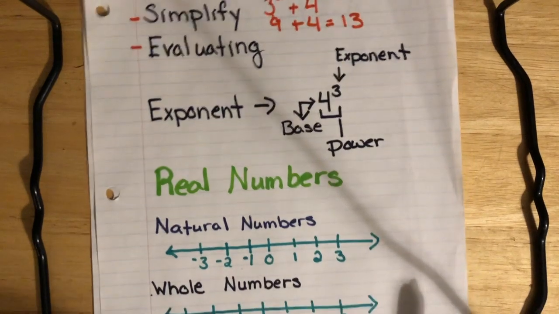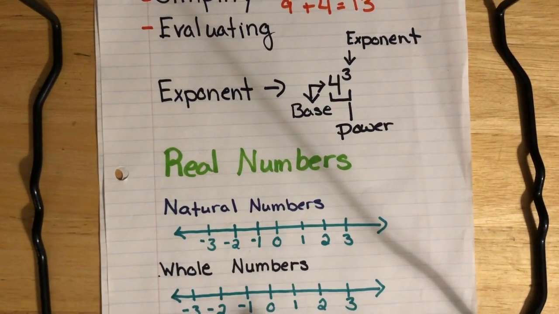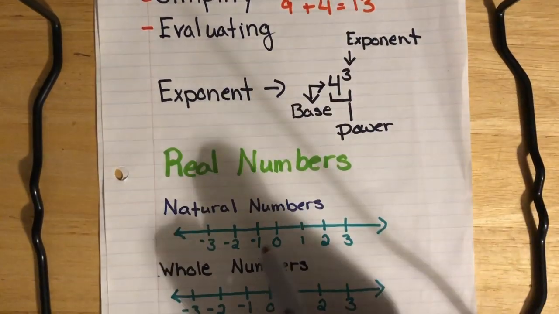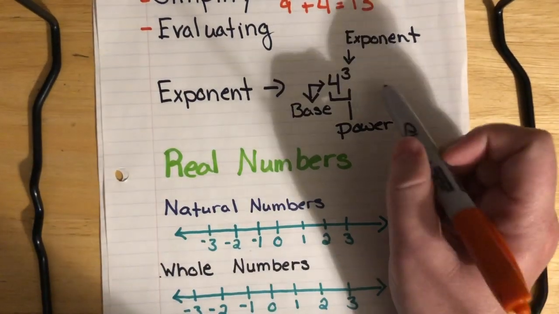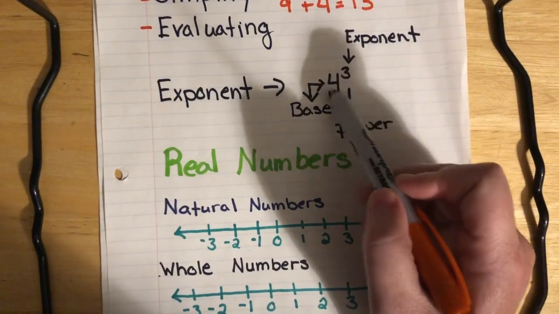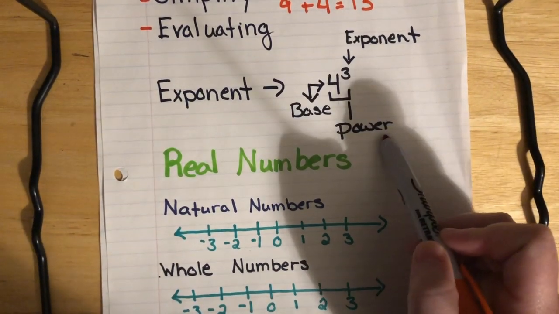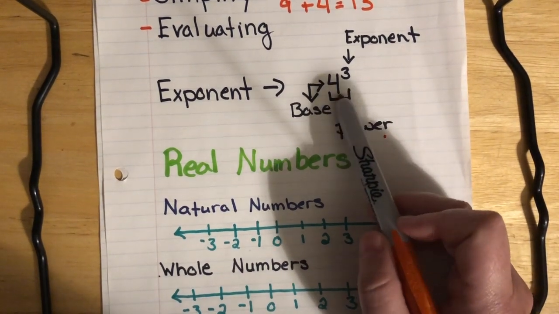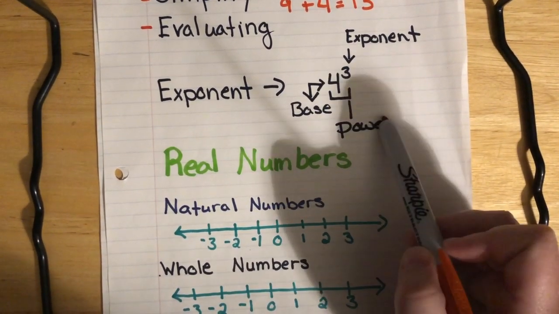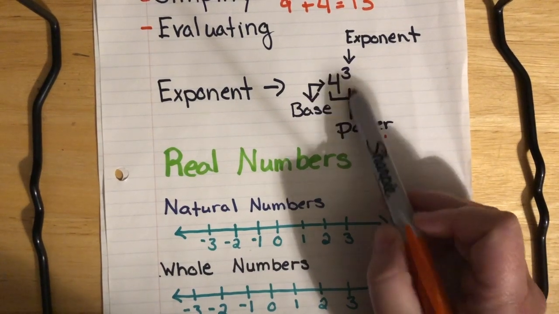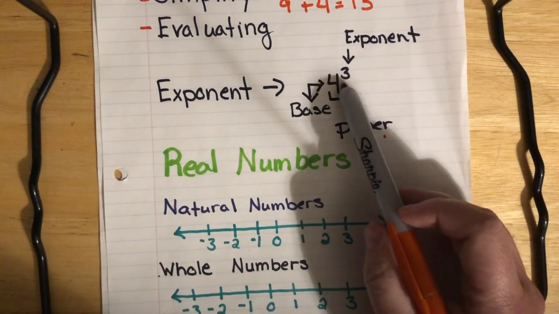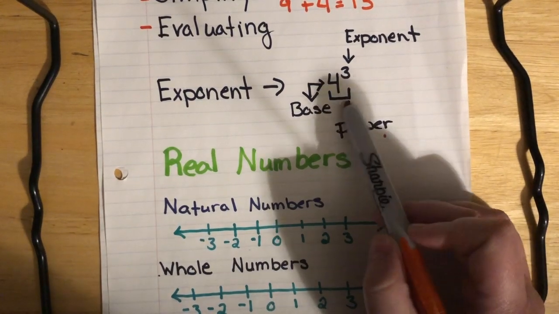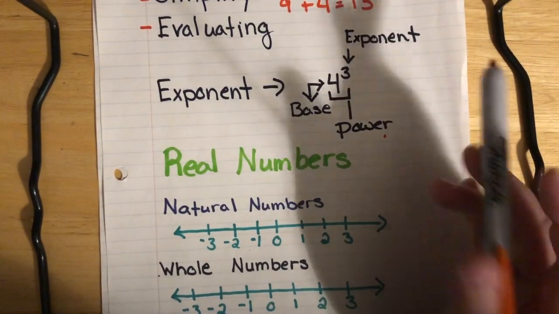Now, the exponent. We've dealt with the exponent a little bit, but I want to make sure we understand the parts and what each term is. So if we have this whole thing, it is called the power. So 4, which is our base, to the 3rd power. This whole thing is what we call the power. This is the exponent. This is the base. The whole thing is the power.